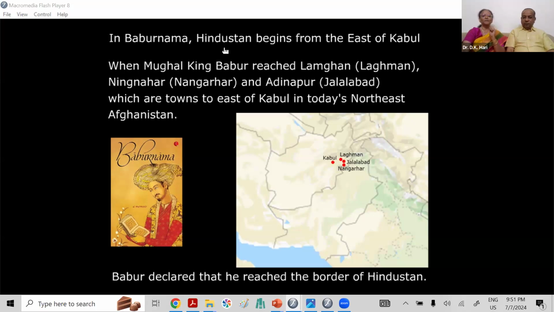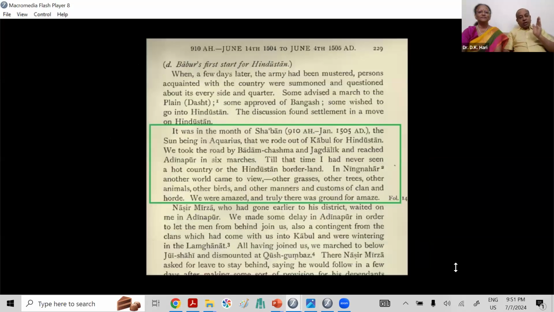So in the Baburnama also he mentions, which is much, much later, of course, quite close to present times, 500 years ago, we have Hindustan. He says Hindustan begins from the east of Kabul. For him, when the Mughal king Babur reached Lamghan and all that, these are towns to the east of Kabul in today's northeast Afghanistan, that is when he says that he has reached the border of Hindustan. Mind you, today's Afghanistan is what he calls the border of Hindustan. So it has actually come down a little bit from Astachal in his times itself, 500 years ago, which was still Astachal 1,000 years ago. We'll see that now.